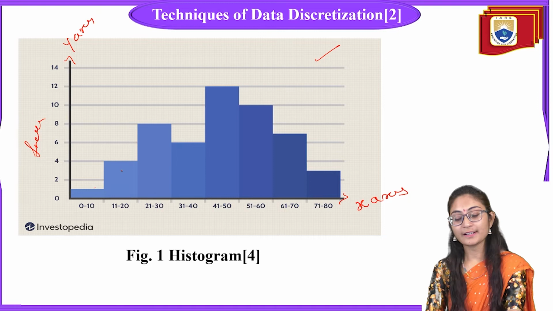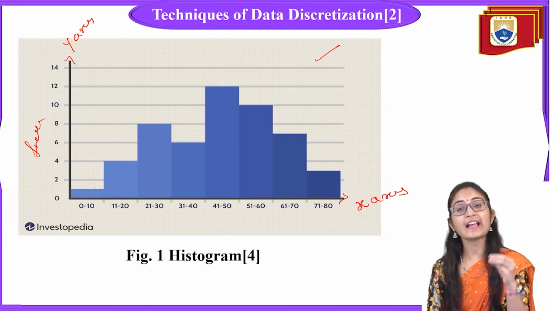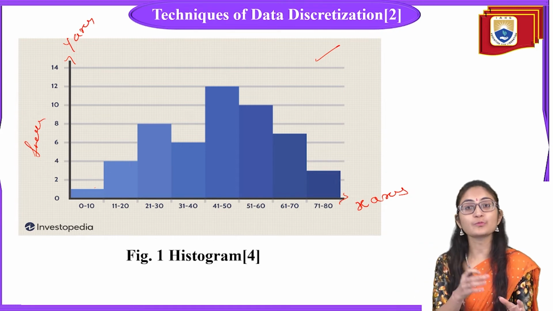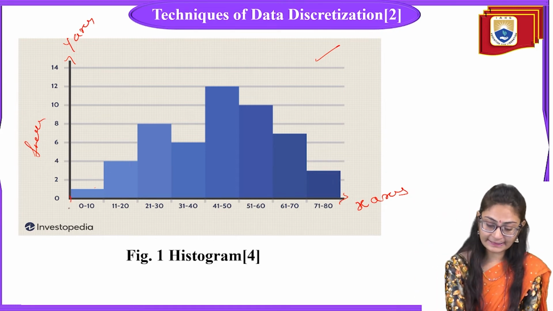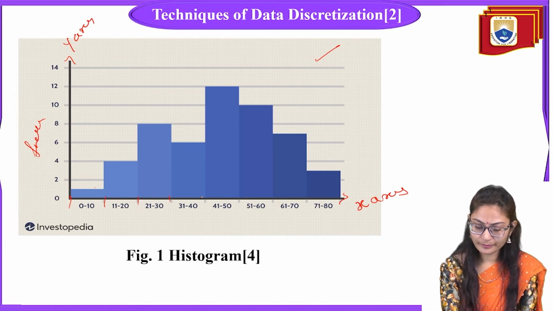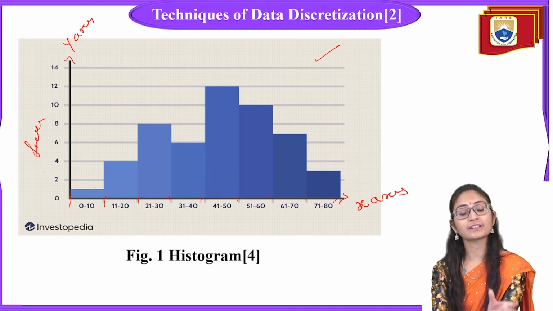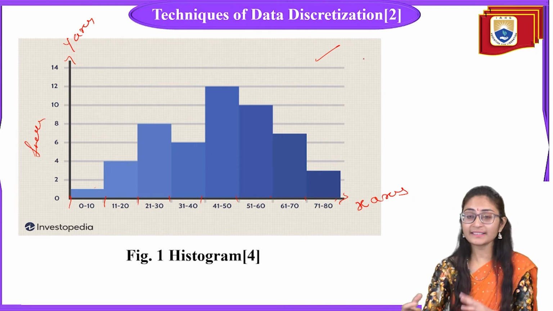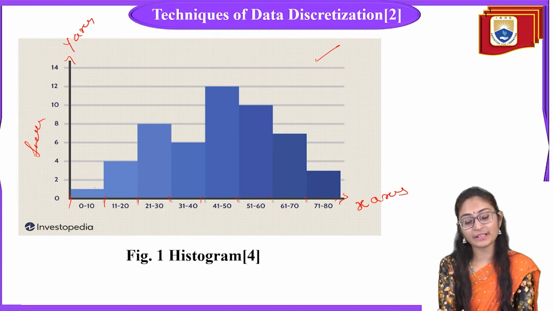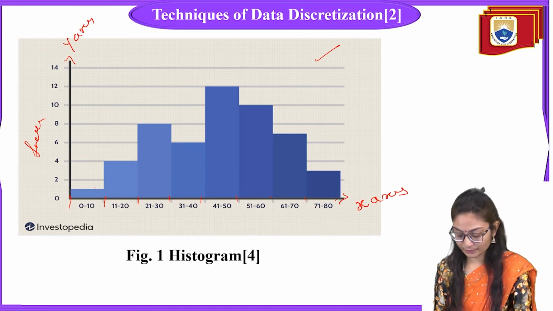That means here we have shown that data in the form of rectangles, and as I already told, a histogram stores your data in the form of bins, and this width will not change. The width of the rectangle, or the width of the histogram, will not change. The height of the rectangle changes according to the frequency. This is a technique of data discretization.